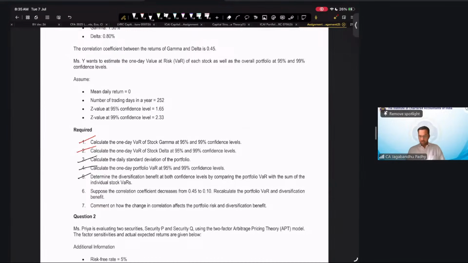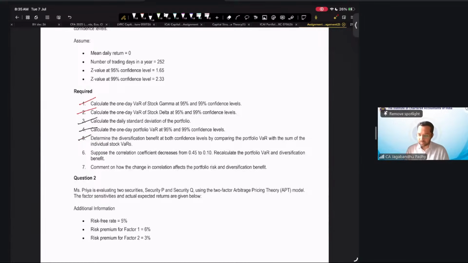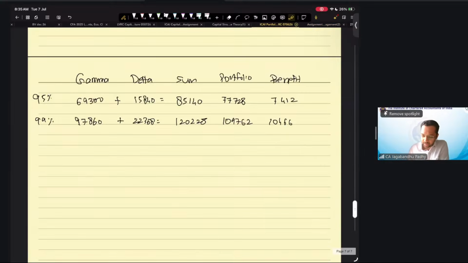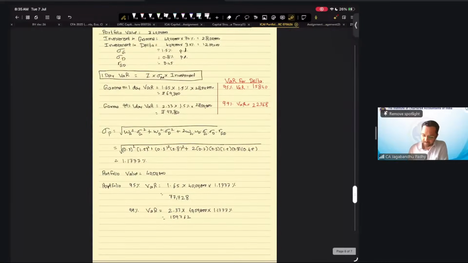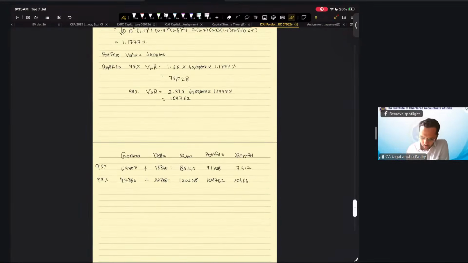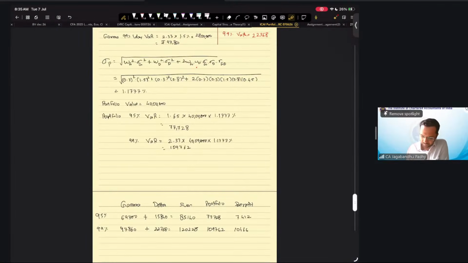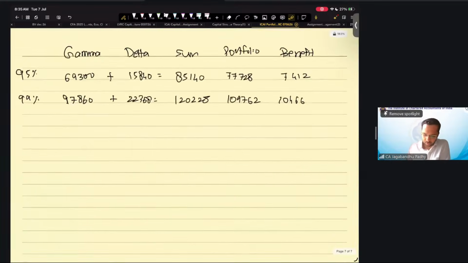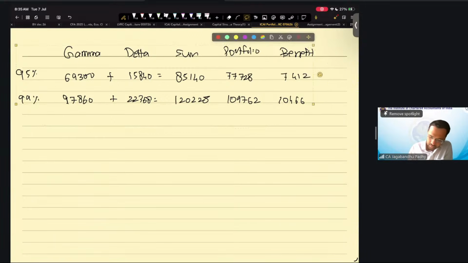Okay. Now they say, suppose the correlation decreases from 0.45 to 0.10. We have to recalculate the portfolio VAR and the diversification benefit. This entire exercise needs to be done, but only the correlation term is going to change. Only the portfolio standard deviation is going to change and the rest remains the same. And we have to calculate the diversification benefit. So this portion is going to repeat.